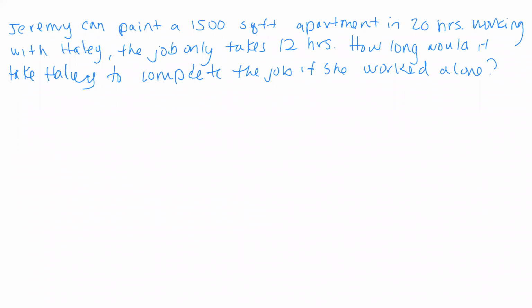All right. So again, in this case, we're going to have one individual time. We're going to know the time together. We're going to look for the other individual time. So Jeremy can paint a 1,500 square foot apartment in 20 hours. If he works with Haley, the job takes only 12 hours. How long would it take Haley to complete the job if she worked alone?